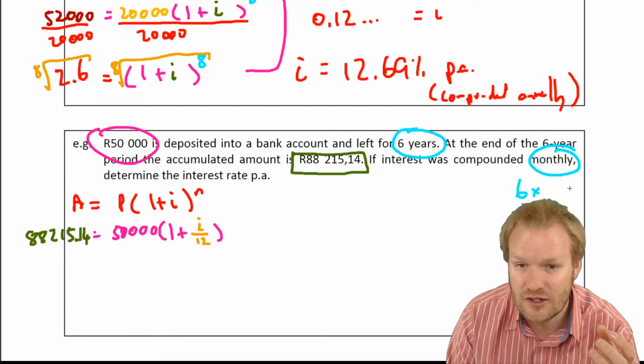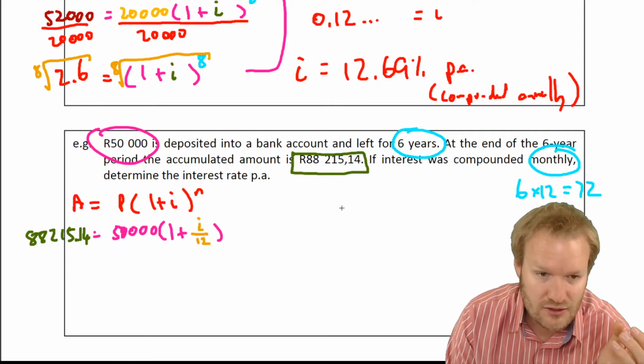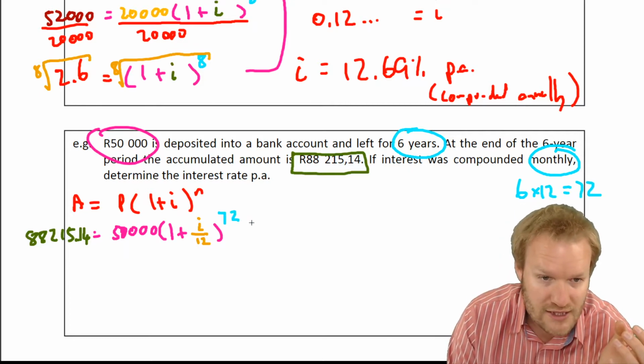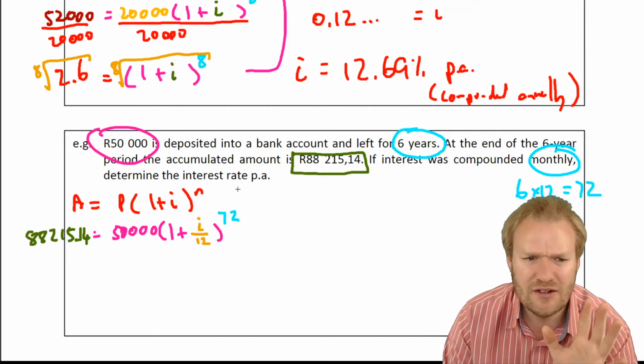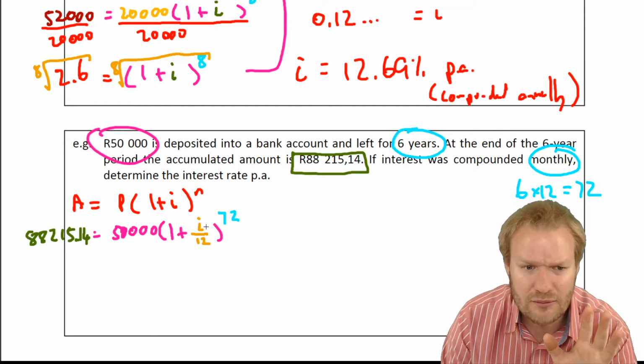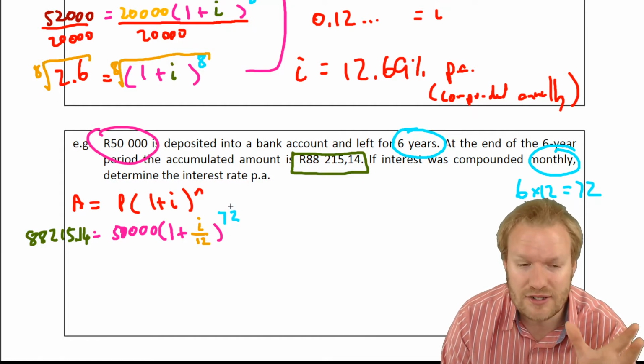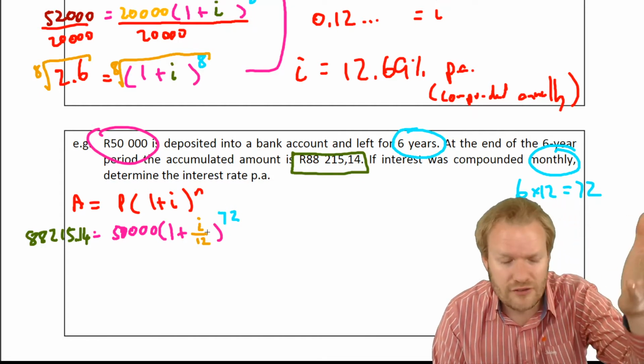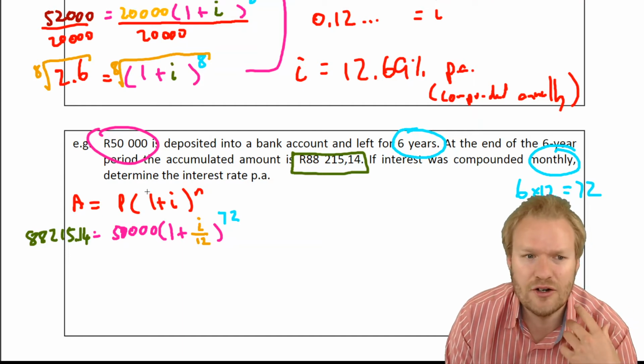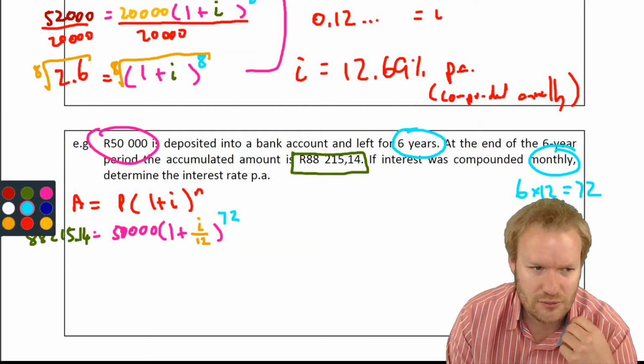Let's just do this on the side here. 6 times 12, 72 months. So this is to the power of 72. That's the only key difference here: i over 12 because it's compounded monthly, and our compounding periods is 72, which you would have done if you did it forwards. Now this is going to be similar to the first example we did.